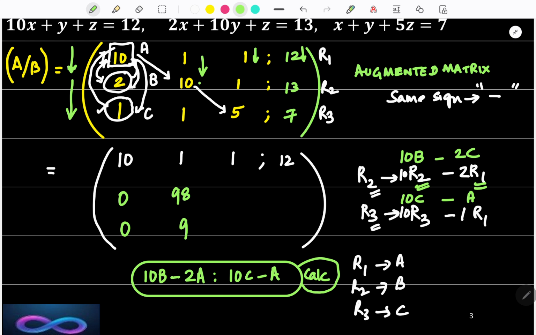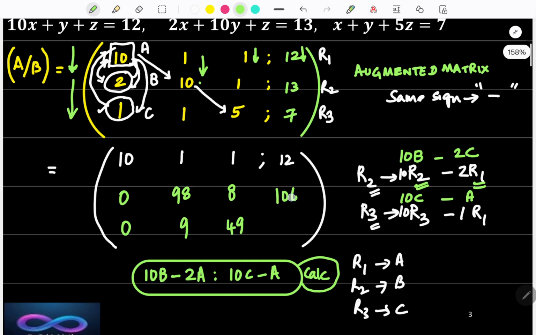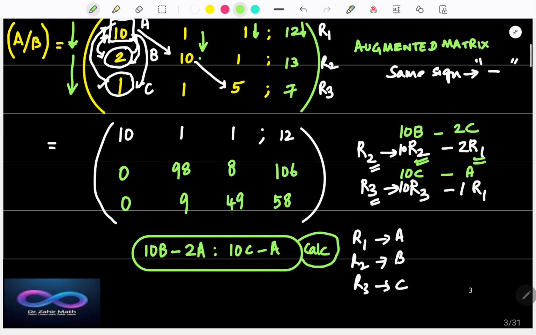Now again, press equal. B question mark. 1. Press equal. A. 1. Press equal. C. Which is 5, equal. So 10B minus 2A is 8. And then again press equal. You will get 49. Again press equal. B question mark, which is 13, press equal, and A is 12, press equal, and C is 7, press equal. So you will get 100, and 10B minus 2A. Again press equal, you will get 58. So nice. Yes. Always you locate the leading diagonal, right?